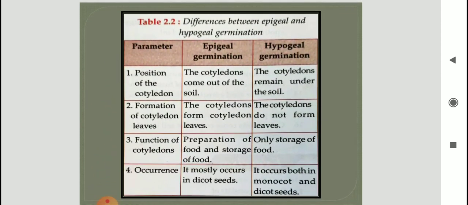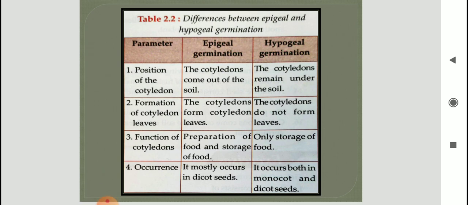Children, this table you will find in your books on page number 31: differences between epigeal and hypogeal germination. On the basis of position, the cotyledons come out of the soil in epigeal, and in hypogeal germination they remain under the soil. The cotyledons get transformed, they form cotyledon leaves in case of epigeal germination, and then they start preparing food. But this does not happen in hypogeal germination. And epigeal germination mostly occurs in dicot seeds, whereas hypogeal germination occurs in some monocots as well as in some dicot seeds.